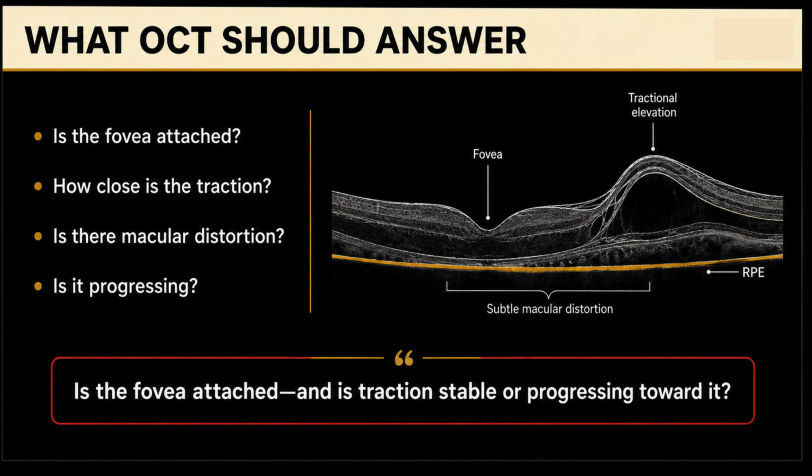OCT is therefore particularly useful. It can show us whether the fovea is attached or detached. It can show us how close the tractional elevation lies to the macula, whether there is associated macular distortion, and whether the anatomy is progressing on the serial scans by comparing the serial OCTs. So when assessing the macular relationship in TRD, the key questions are: is the fovea attached? And if it is attached, is the traction stable or progressing towards the fovea? This distinction will later play a major role in deciding between observation and surgery.